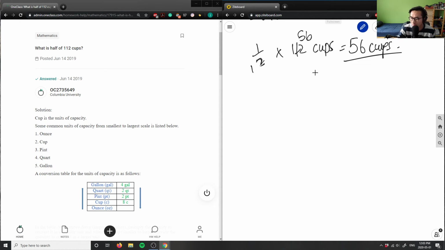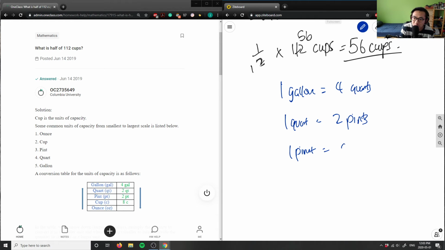So let me just write out the conversion rates for you. I have 1 gallon equals 4 quarts, and then 1 quart equals 2 pints, and then 1 pint equals 2 cups. So we're converting from cups all the way to gallons here.